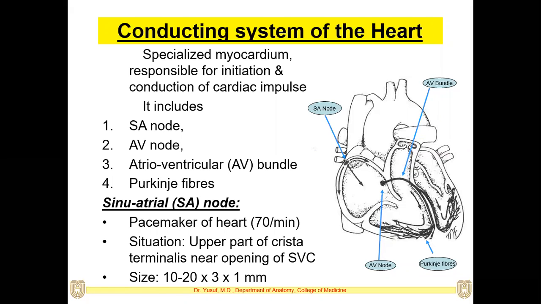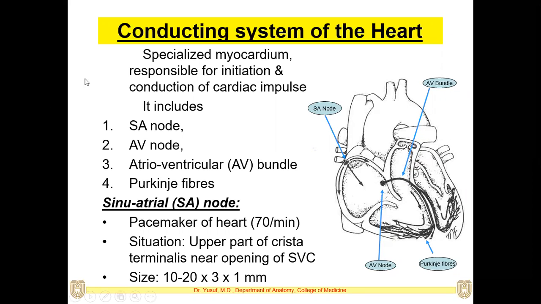Now going to the conducting system of the heart. The conducting system, as I said, the cardiac muscle is very much specialized. Okay, specialized myocardium is responsible for the initiation as well as the conduction of the cardiac impulse. So the heart muscle is very much specialized to produce its own impulse as well as conduct it further, just like a nerve. Okay, so this cardiac muscle is very specialized.